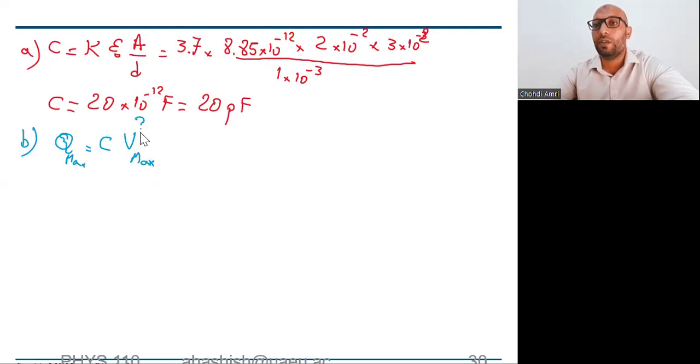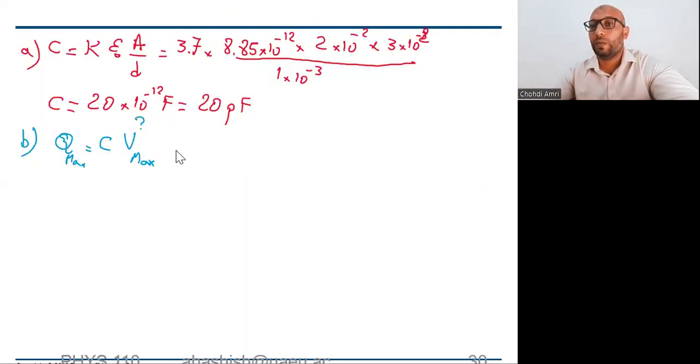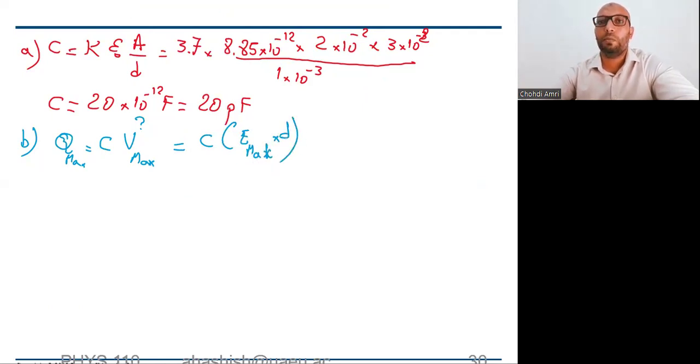However, we don't have this maximum voltage, but we have information about the maximum electric field. So, as you know, V max equals E max multiplied by the distance. Okay, and we are done. We just substitute the numbers. What we call this E multiplied by D is V max, the maximum potential difference.